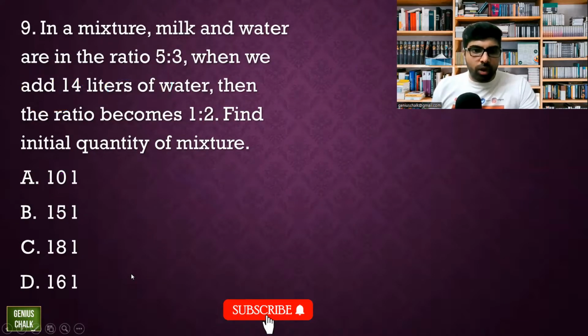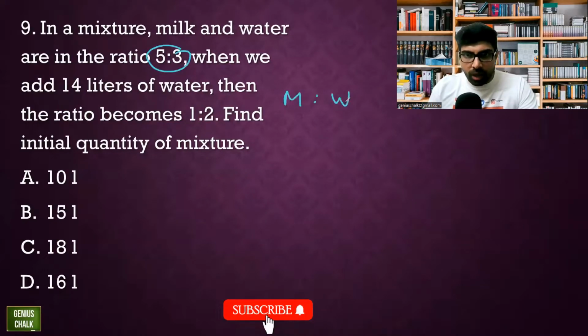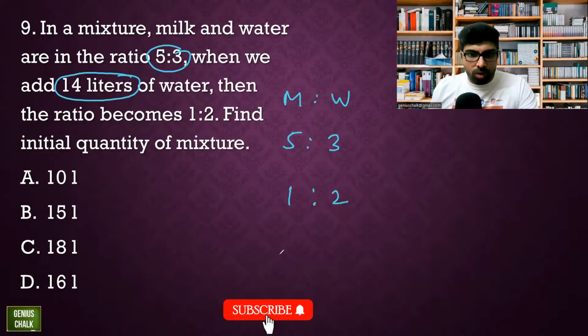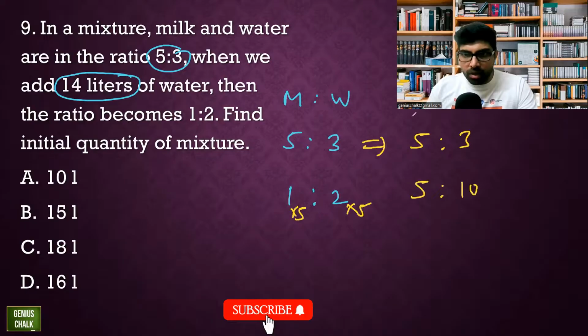In a mixture, milk and water ratio is how much? 5:3. So milk and water ratio is 5:3. Again we are adding some water. The new ratio becomes 1:2. Okay, so we are adding water, milk has to be the same, so multiply this by 5 and this also multiply by 5. The new ratio becomes 5:3 and 5:10. Now you can see that as we are adding water, milk is the same.